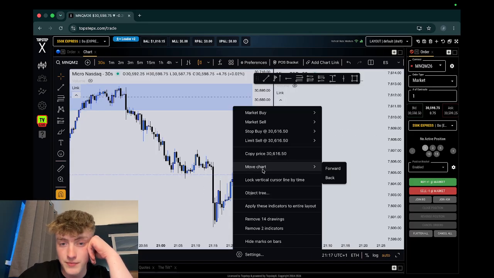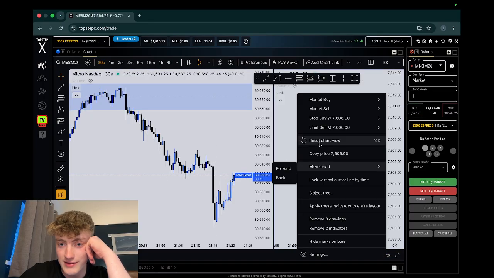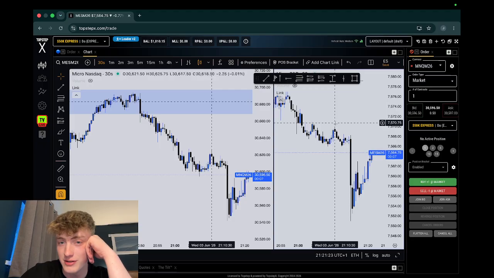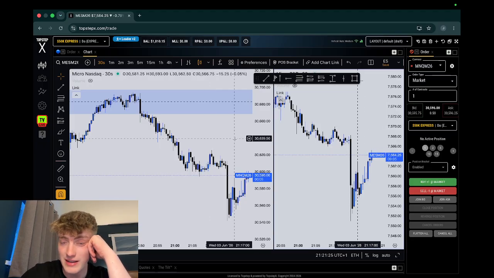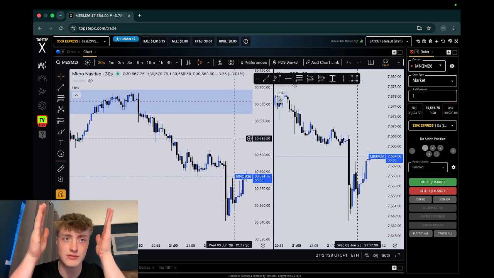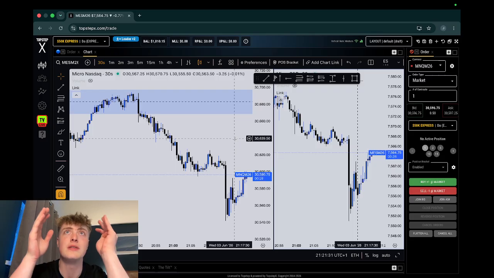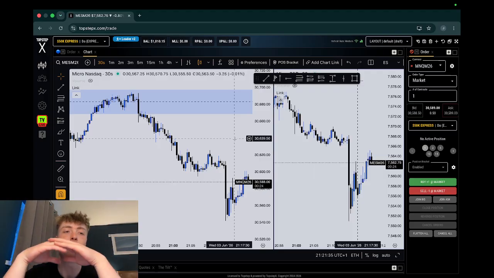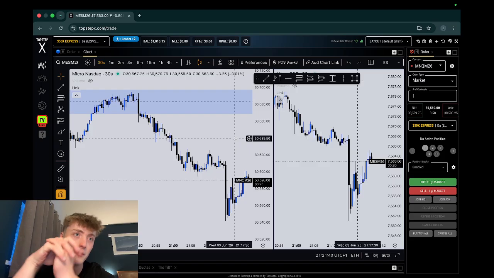Anyway, so SMTs. What are SMTs? To put it simply, without needing to give you any more information than you need, SMTs are when two correlating indexes or pairs, when one of them takes a high or a low and the other one doesn't. That means there is a divergence in the market and therefore that is a protected low.